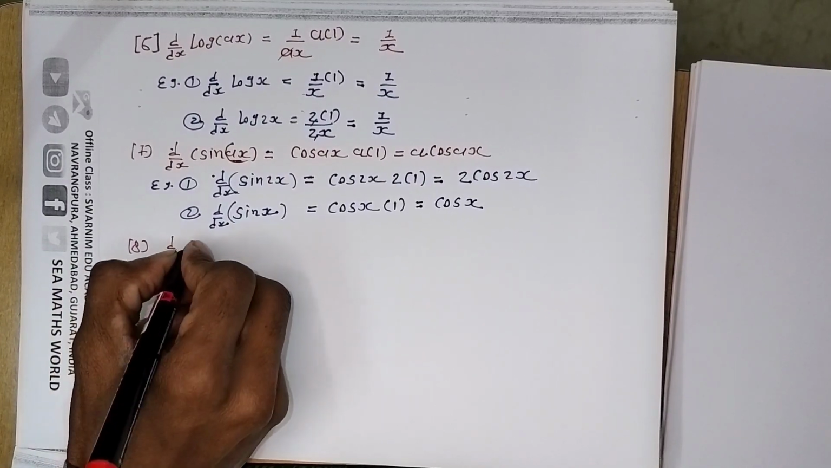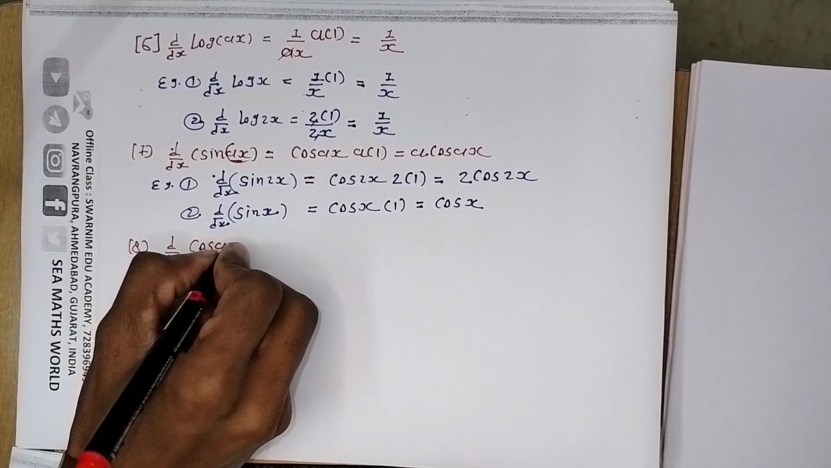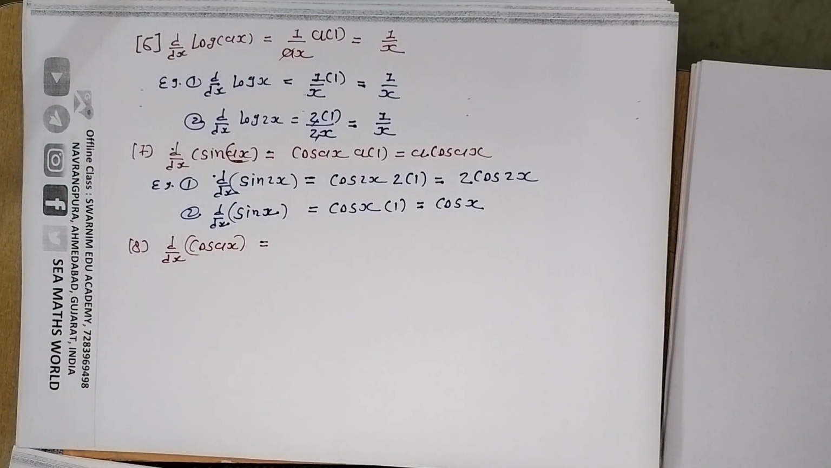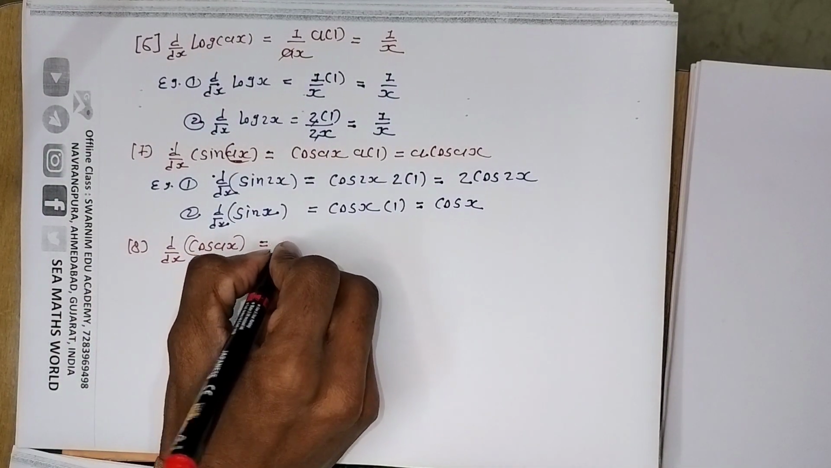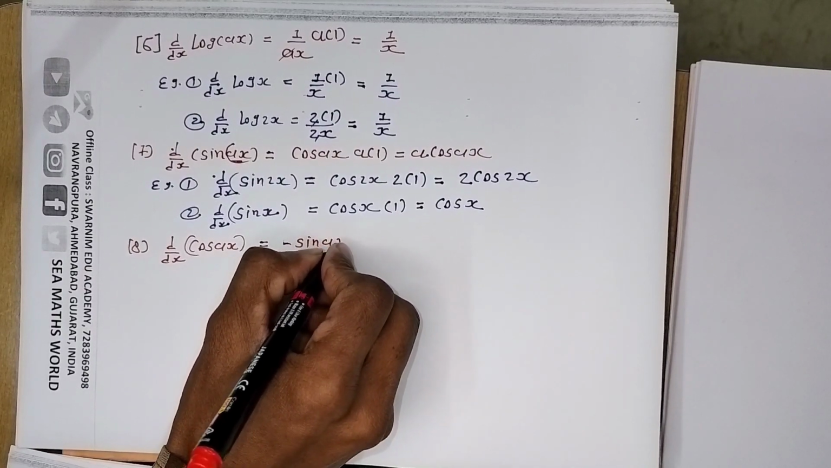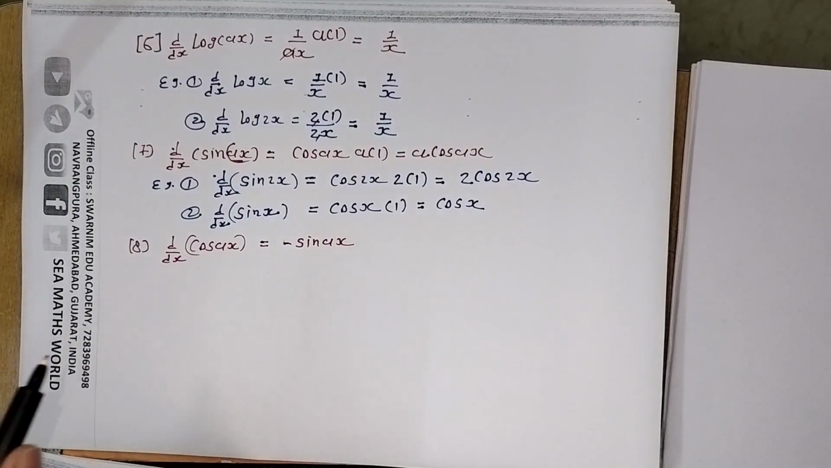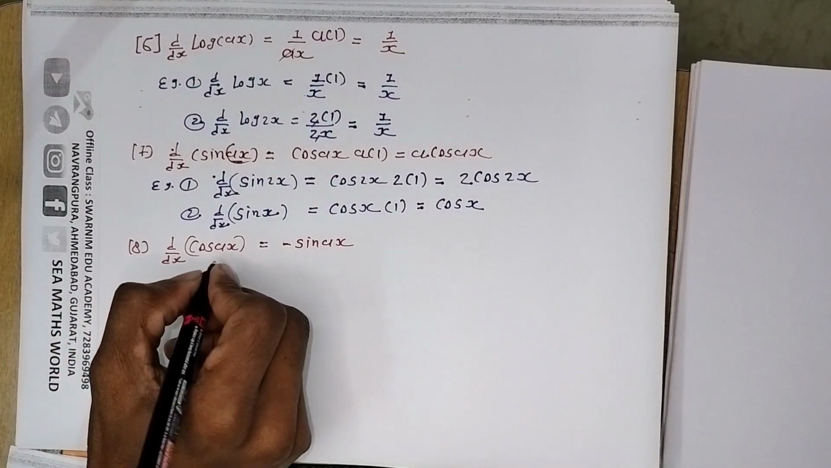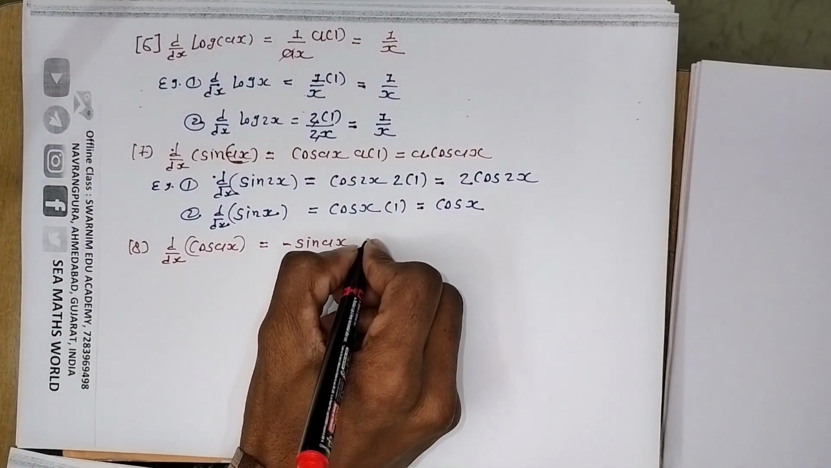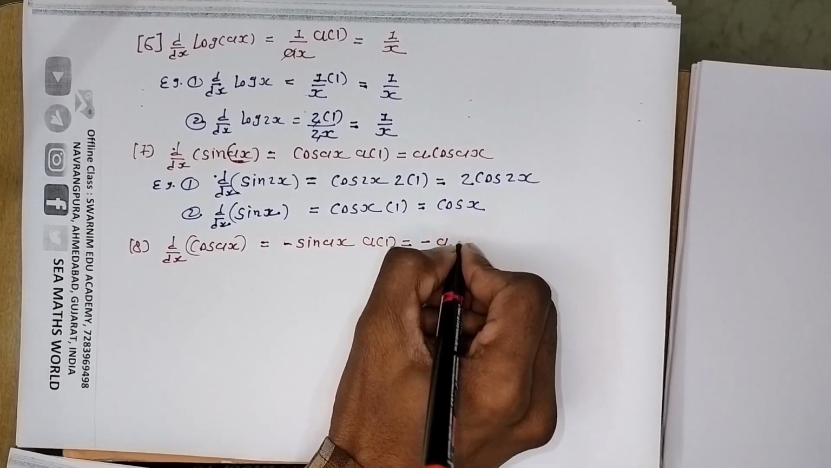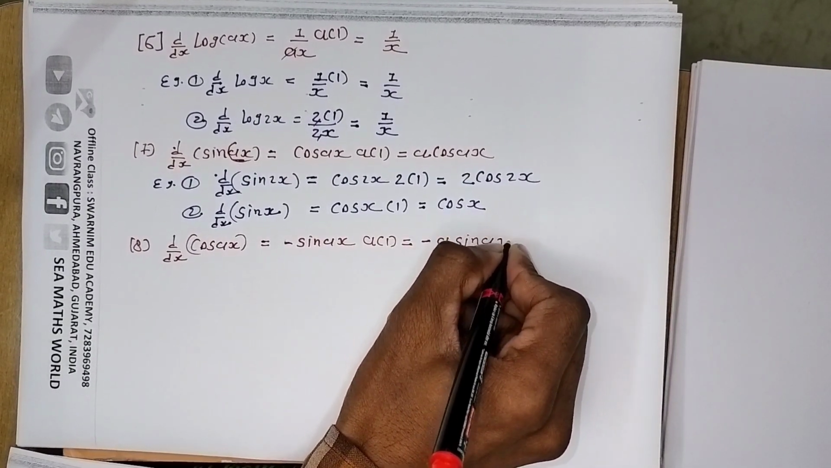Now our next formula is differentiation of cos ax. Differentiation of cos ax is minus sine ax. Sine differentiation is plus cos, but cos differentiation is minus sin. Then differentiate the angle. The angle here is ax, so a as it is, x differentiation will be 1. So finally minus a sine ax.